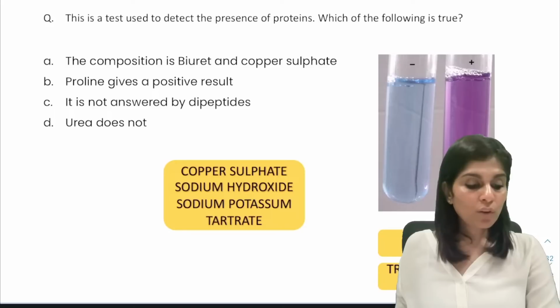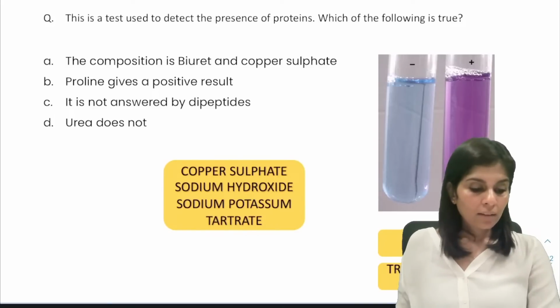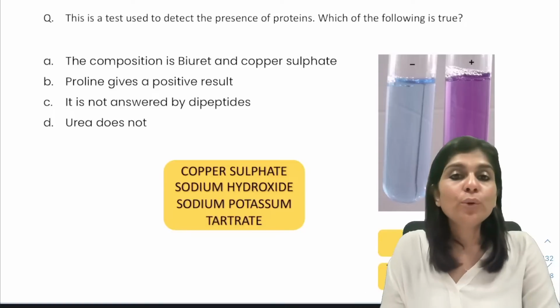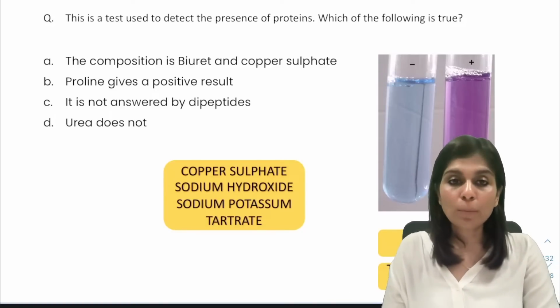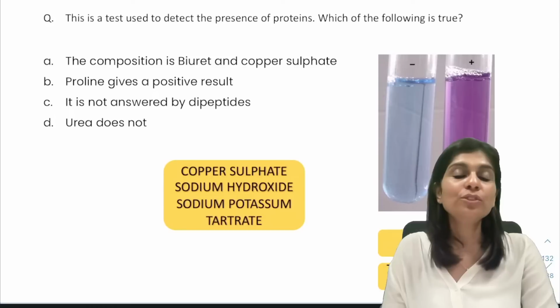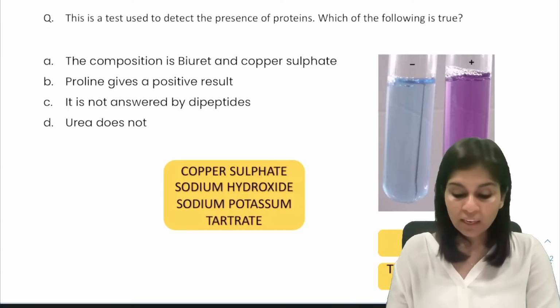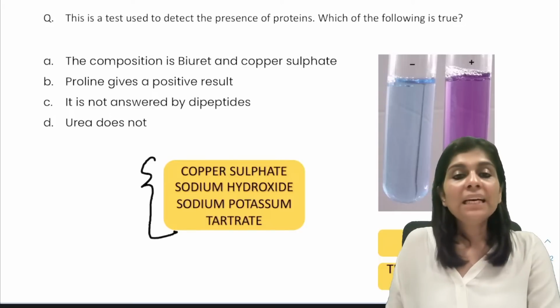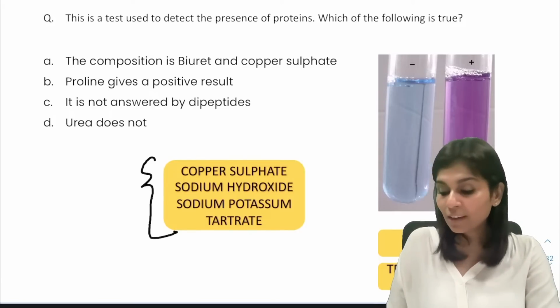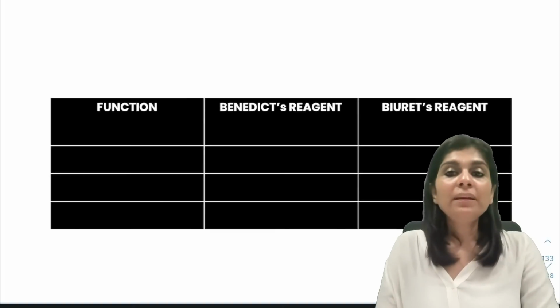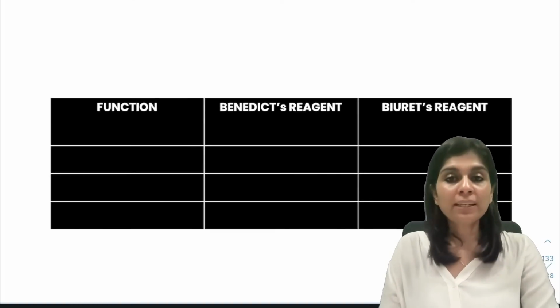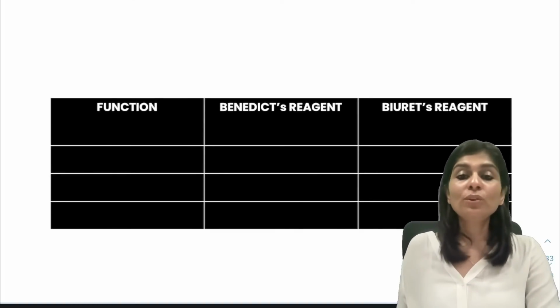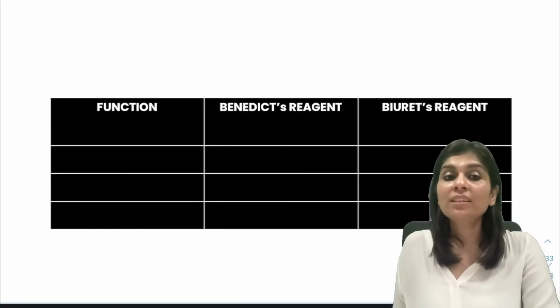So all of you tell me what is the composition of Biuret reagent? Biuret reagent has got copper sulfate, sodium hydroxide and sodium potassium tartrate. So have you heard of something similar to this before? Benedict's solution and Biuret solution are almost similar, so you might get confused in the exam. So let me help you compare and contrast between Benedict's and Biuret's reagents so that you don't get confused during the exam if at all it is asked.